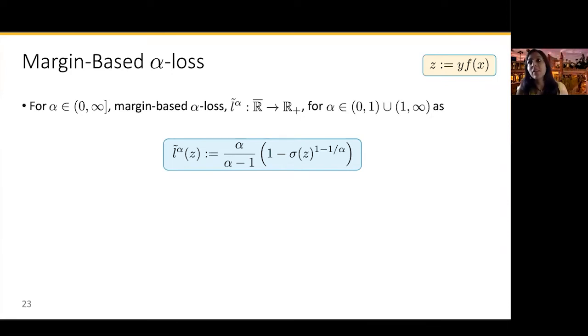Right. Do they translate to some property here in the learning context?